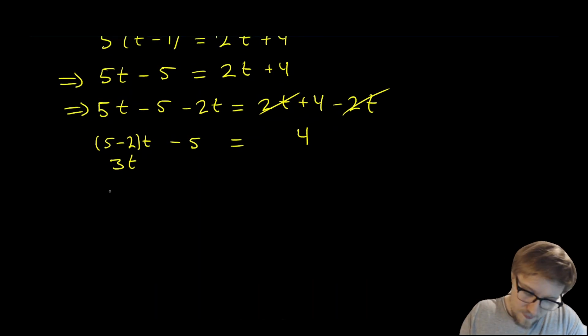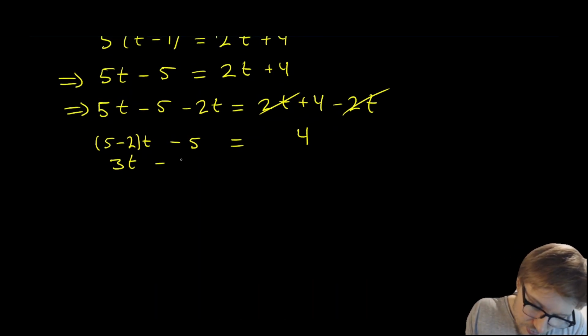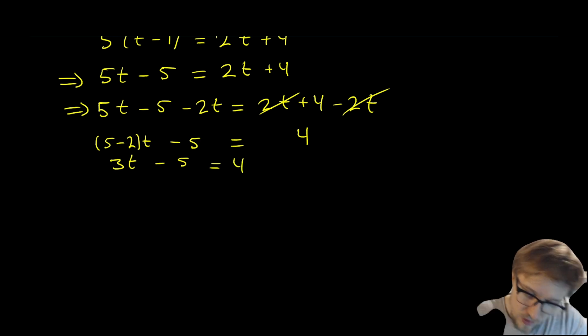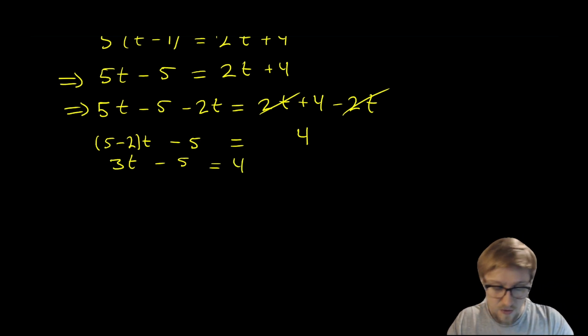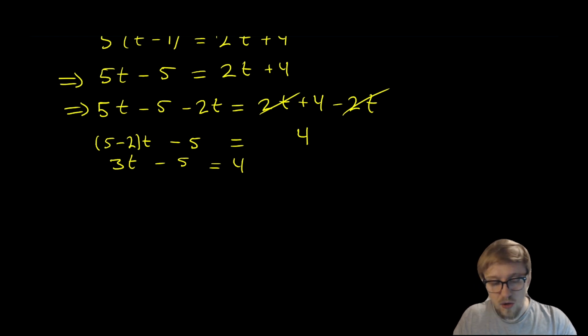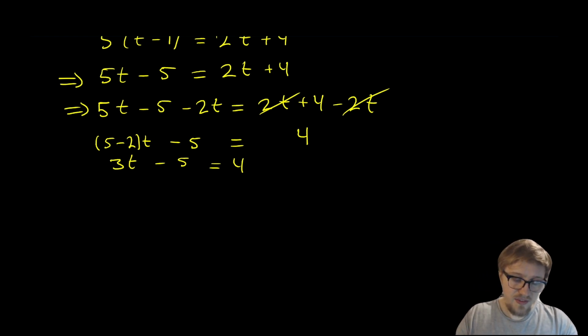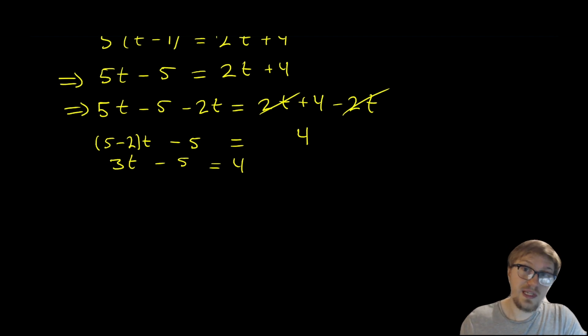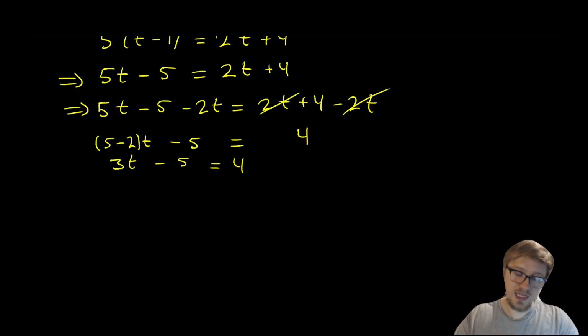Okay? So let me write that down here. 3t minus 5 equals 4. So that's the equation that we're at right now. 3t minus 5 equals 4. Now we want to move the 4 that's sitting on the right-hand side over to the left-hand side. So the way we do this is we subtract 4 from both sides of the equation.